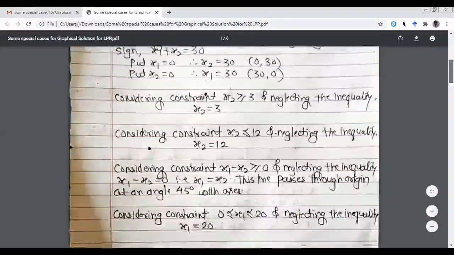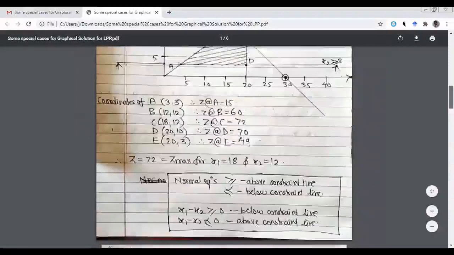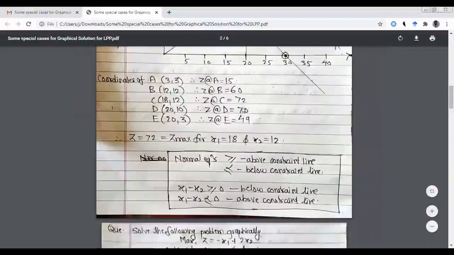If we see at which point we are getting the maximum value, it appears at C, which is equal to 72, right? So here Z at C is equal to 72, which is Z max, for x1 equal to 18 and x2 equal to 12.